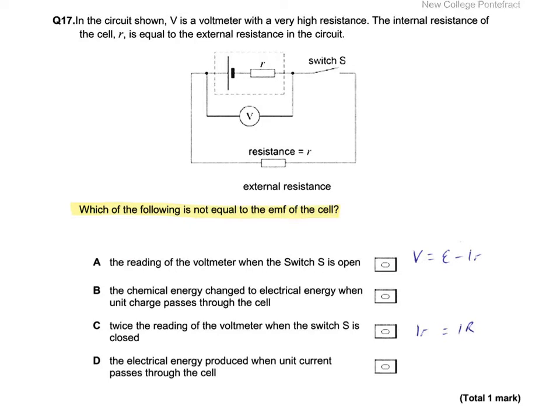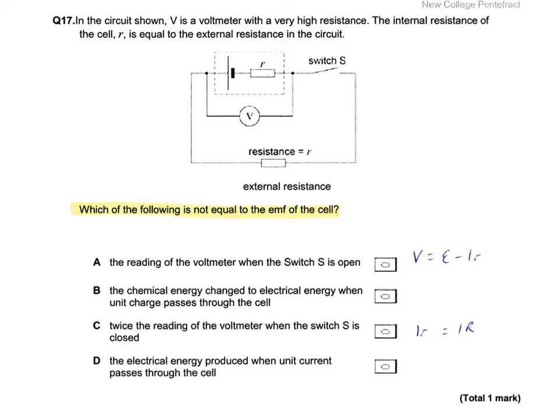That's an important spot. So the reading on the voltmeter when the switch S is open. When the switch S is open, there is no current. So the terminal PD, which is what that voltmeter is reading, is the EMF minus the PD across the internal resistance. Well, if there is no current, which there can't be if the switch is open, then that term disappears and that voltmeter will read the EMF for you. So that is true, therefore it's not my answer.